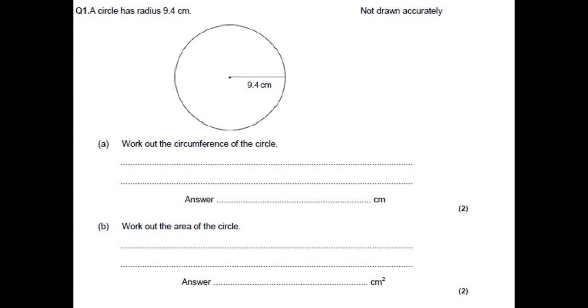Now that we've gone through that first video, let's have a look at some questions. So these are exam style questions. These are the sort of things you'll see on a GCSE exam paper regarding circles. So the first question tells us that a circle has a radius of 9.4 centimeters. Here is the radius. They want us to work out the circumference of the circle.